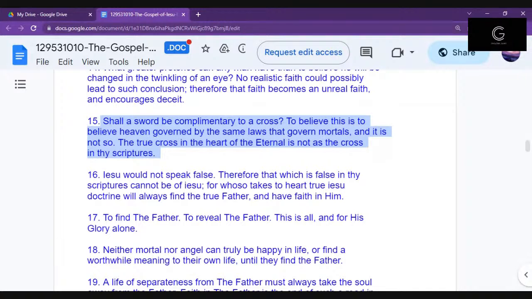The true cross in the heart of the eternal is not as the cross in thy scriptures. Iesu would not speak false. Therefore, that which is false in thy scripture cannot be of Iesu. For whoso takes to the heart true Iesu doctrine will always find the true Father and have faith in him. To find the Father, to reveal the Father, this is all.